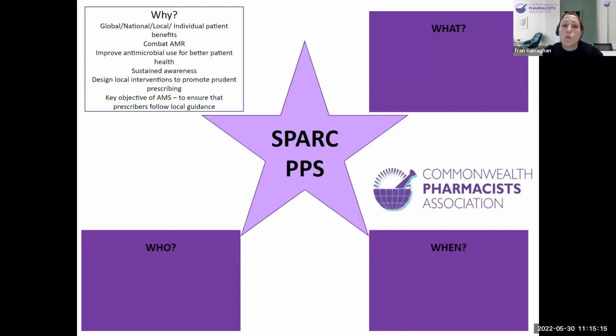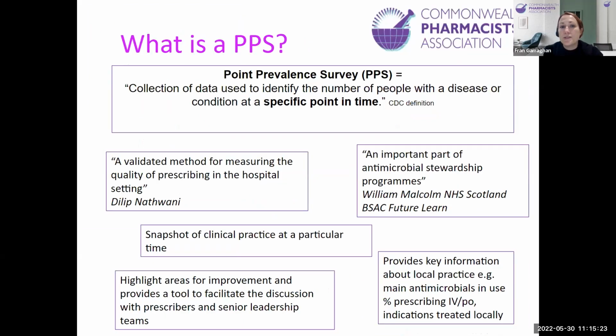So we've just looked at why we are doing our point prevalence surveys in the SPARC programme. We'll move on to what. So what is a point prevalence survey? A point prevalence survey is a collection of data used to identify the number of people with a disease or a condition at a specific point in time. It gives us a snapshot of clinical practice at a particular time. And we can see that it's a validated method for measuring the quality of prescribing and is an important part of antimicrobial stewardship programmes. It can give us key information about local practice.